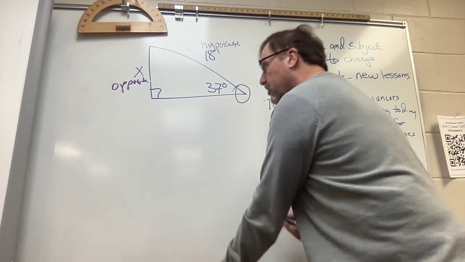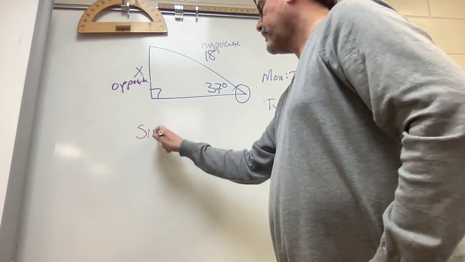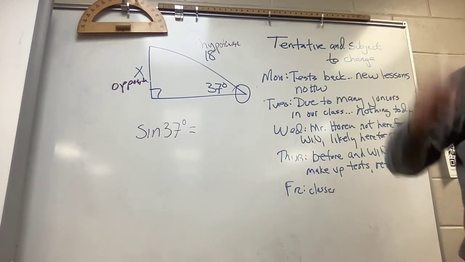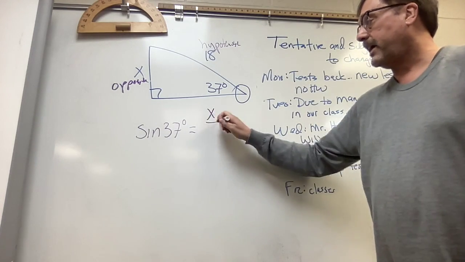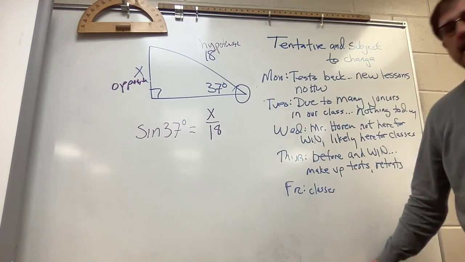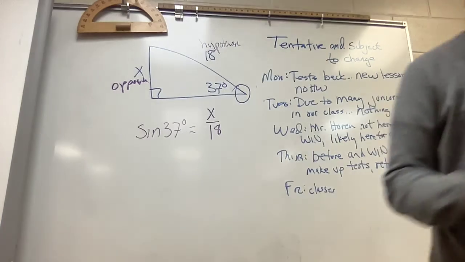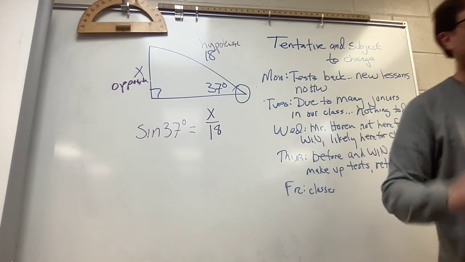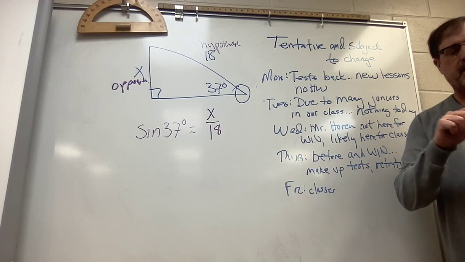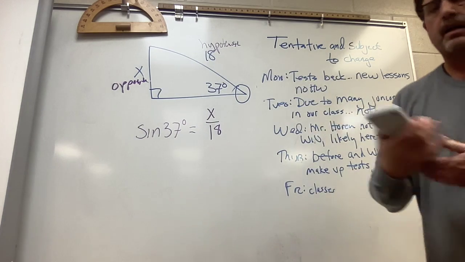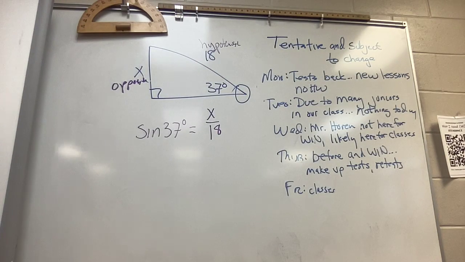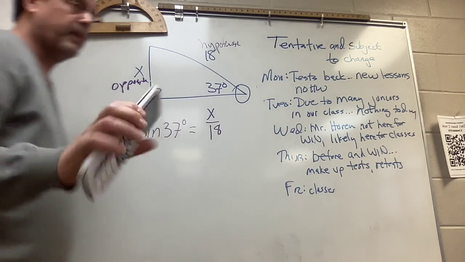Would you please write this down? Would you write sine 37 degrees equals opposite over adjacent, x over 18. Now, with your calculator, which is in degrees, please hit sin of 37 and hit enter. And you get 0.601815, blah, blah, depending on how many decimals your calculator does.